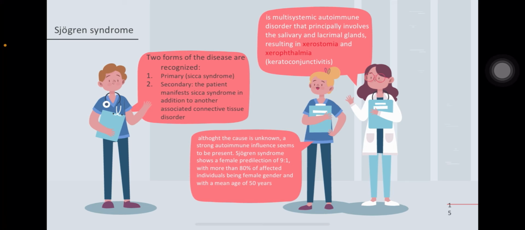Sjögren's syndrome is a multisystemic autoimmune disorder that principally involves the salivary and lacrimal glands, resulting in both xerostomia and xerophthalmia. We can also call xerophthalmia keratoconjunctivitis. Two forms of the disease are recognized: the primary or sicca syndrome, the word sicca meaning dry, and the secondary, in which the patient manifests sicca syndrome in addition to another associated connective tissue disorder, most of the time rheumatoid arthritis.